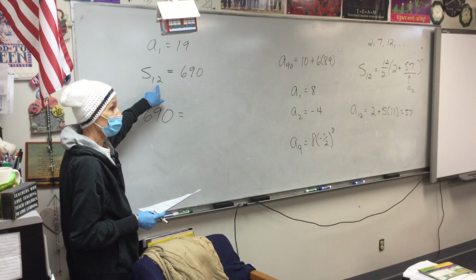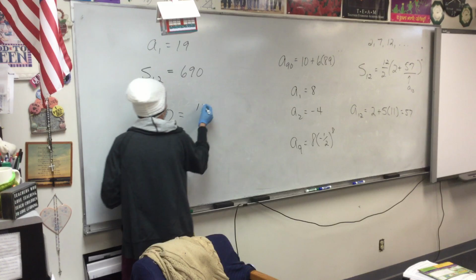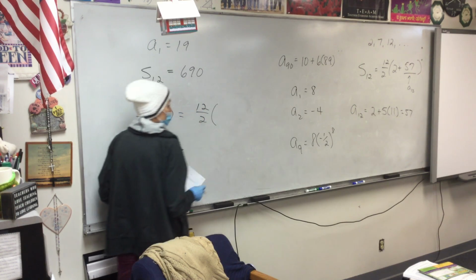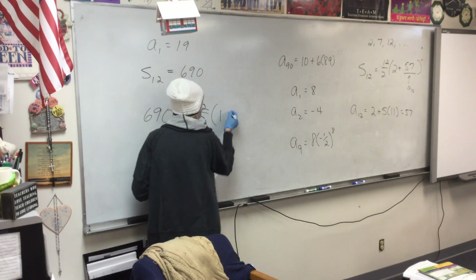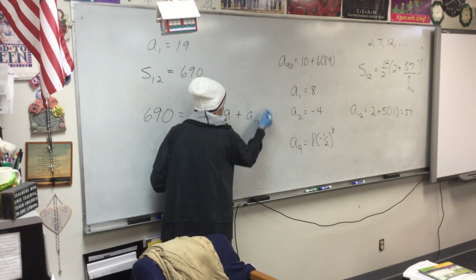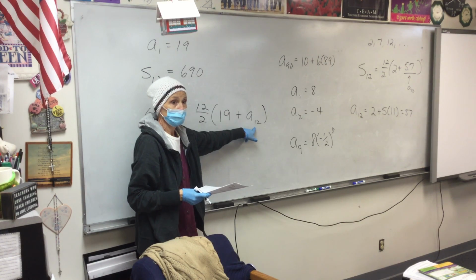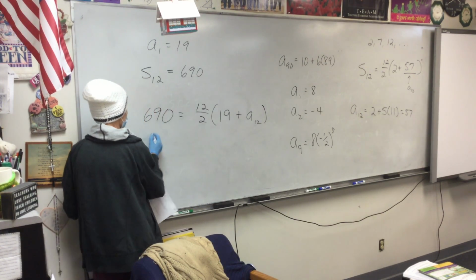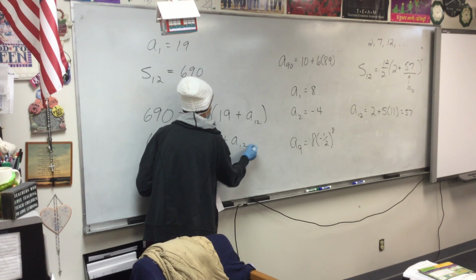Won't it be 12 divided by 2? Aren't you adding up 12 of them? So it'll be 12 over 2. What goes in the parentheses? The first term plus the 12th term? Isn't that what we're looking for? So we're going to solve this. So 690 equals 6 times 19 plus a sub 12.